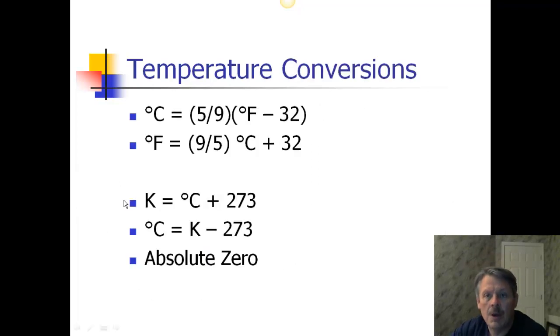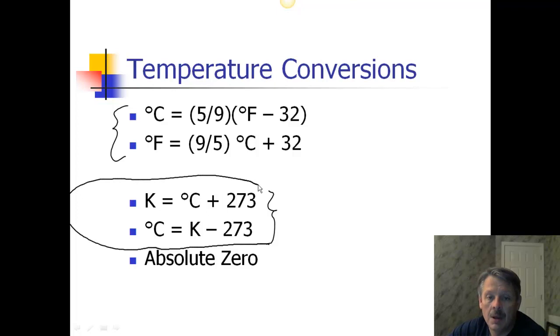So we do have conversions that we can do between Celsius and Fahrenheit, and Celsius and Kelvin. Now, these up here, I'm just telling you what these are. You don't need to memorize them. That's okay. But these down here, for Kelvin and Celsius, you need to know these. If I give you a Celsius temperature, you can convert to Kelvin by adding 273. If I give you a Kelvin temperature, you can convert to Celsius by subtracting 273.